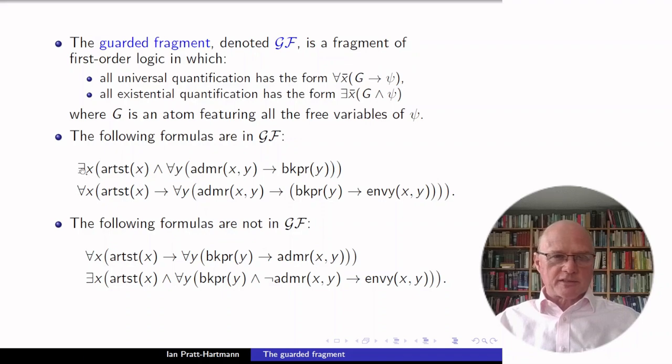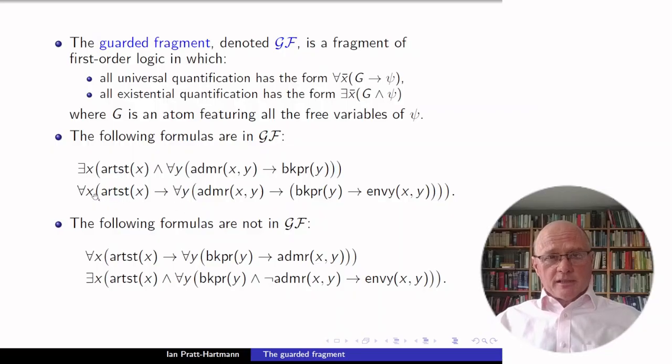Let's have a look at the first one. We've got an existential quantification applied to just a single variable, and we will notice that this has the form of a conjunction, and the first conjunct is an atom containing that variable. The second conjunct is universally quantified, but notice that the formula to which that is applied has the form of an implication, and we see that the antecedent of that implication has as its free variables x and y, and that contains all the free variables of the consequent, in this case just y. So that says every artist admires some beekeeper.